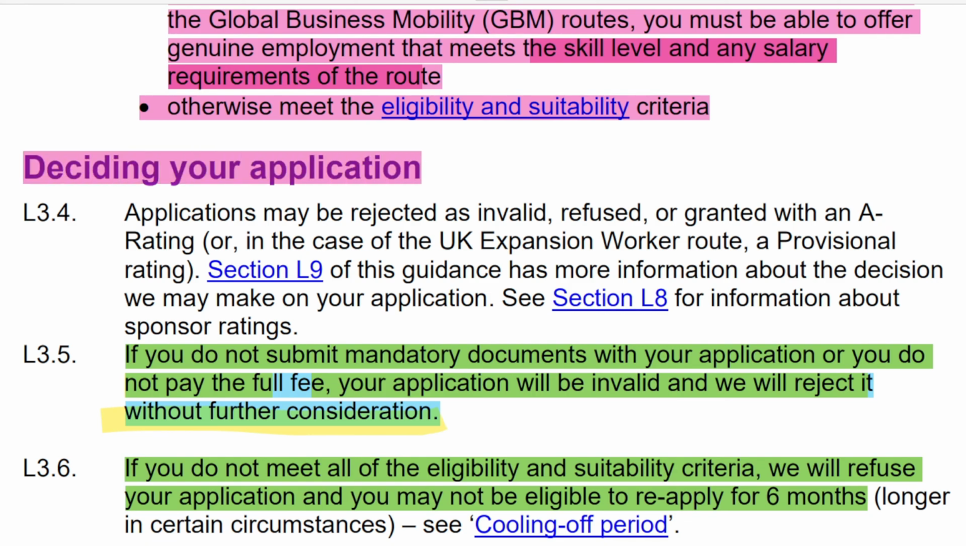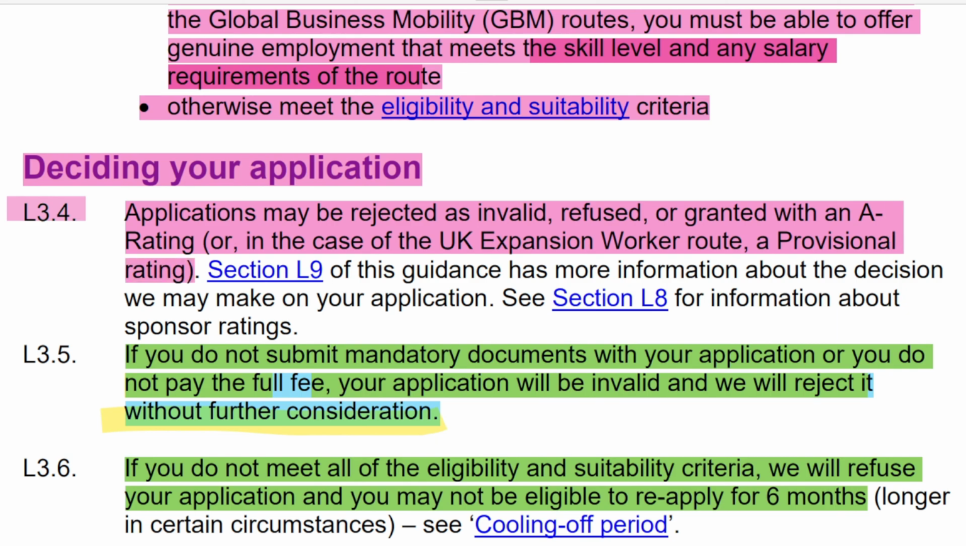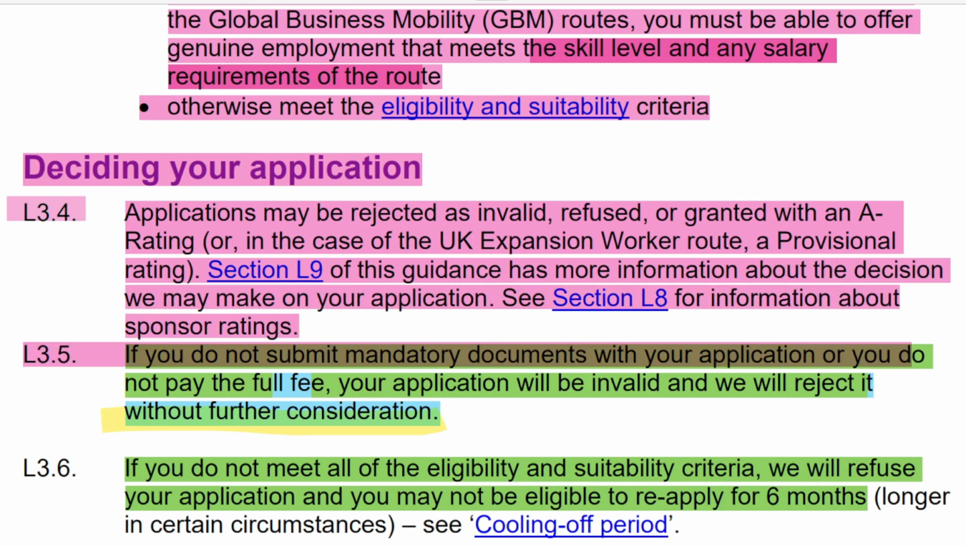Now, deciding your application. This is what is mentioned by the Home Office in L3.4. An application may be rejected as invalid, refused, or granted with an A rating, or in the case of the UK expansion worker route, a provisional rating. Section 9 of this guidance has more information about the decision we may make on your application.